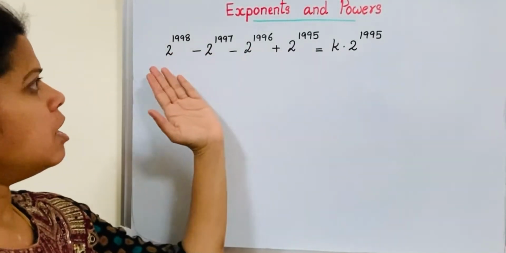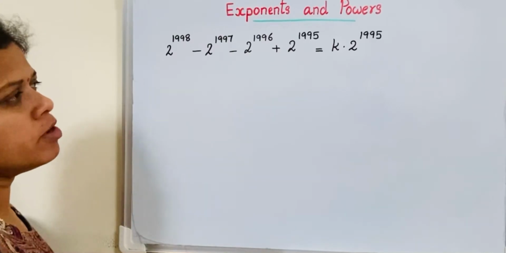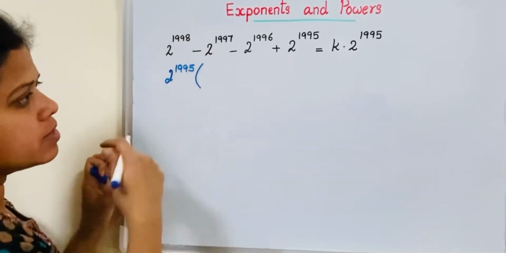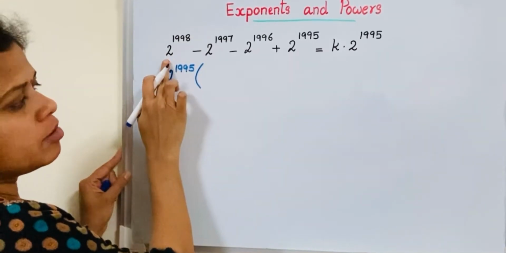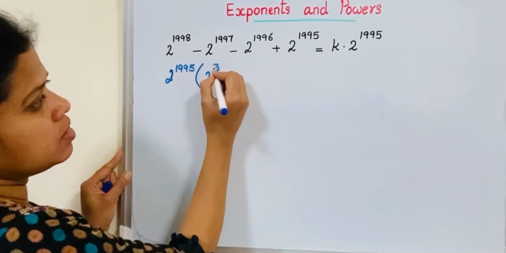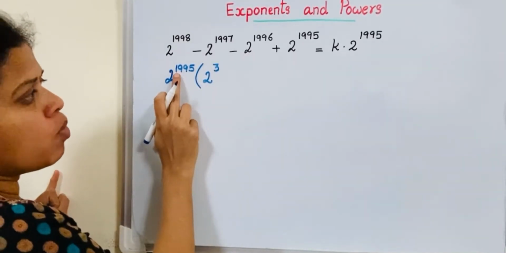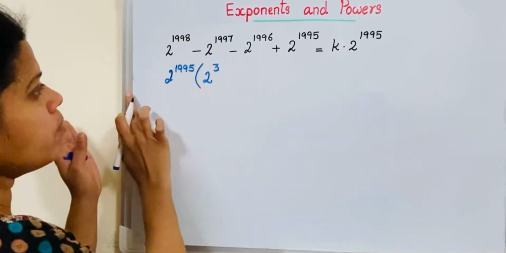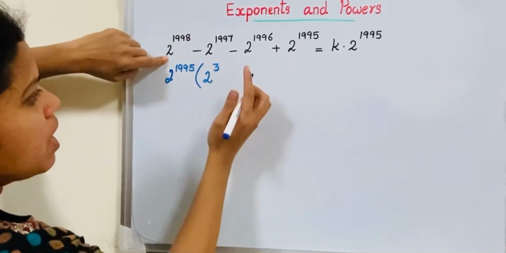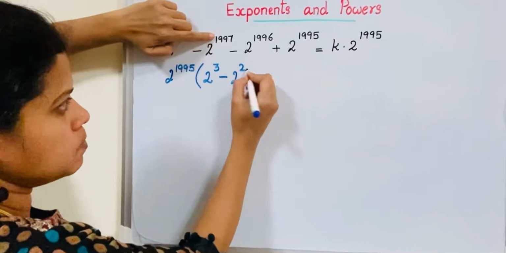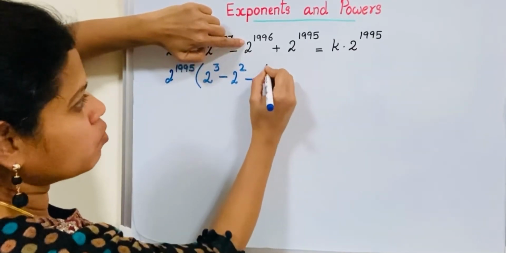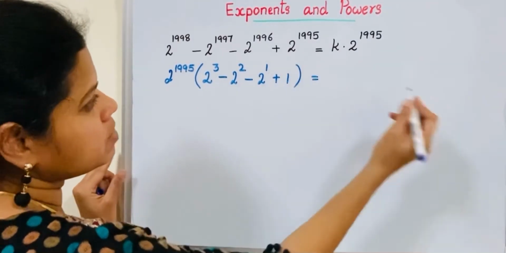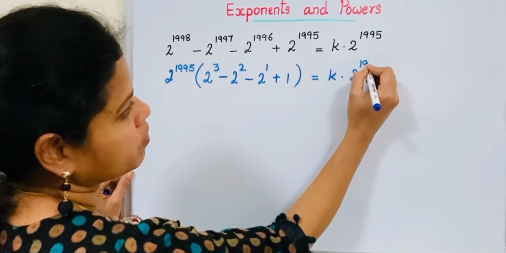Here in this leftmost part, let's take the common one, which is 2 power 1995. After taking this as common, here remains 2 power 3. That is 2 power 1995 plus 3 is 1998. So after taking this common, we will have 2 power 3 in this term, and in this term 2 power 2, and in this term it is 2 power 1. Here we took everything outside, so it is just 1. So the right side is k into 2 power 1995.